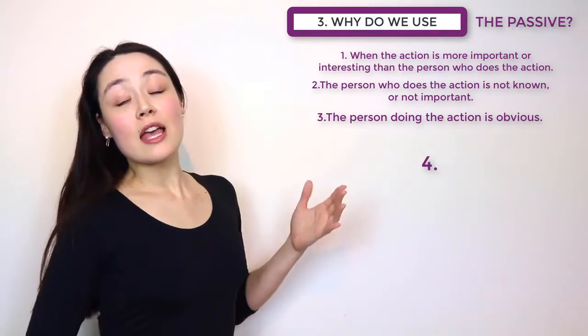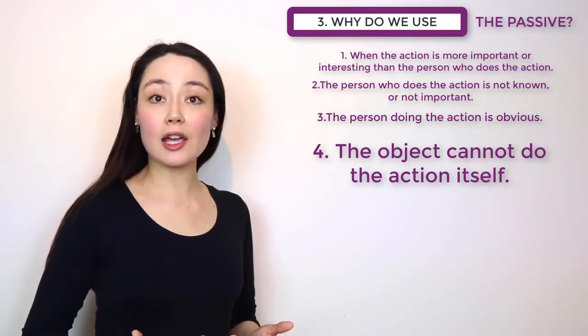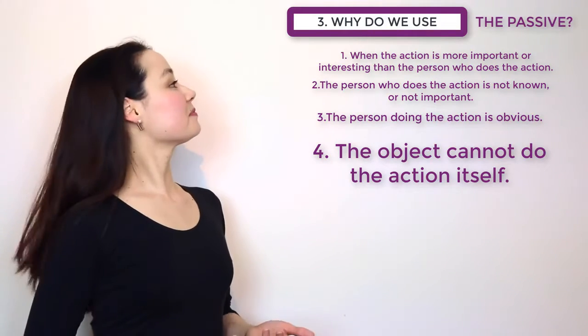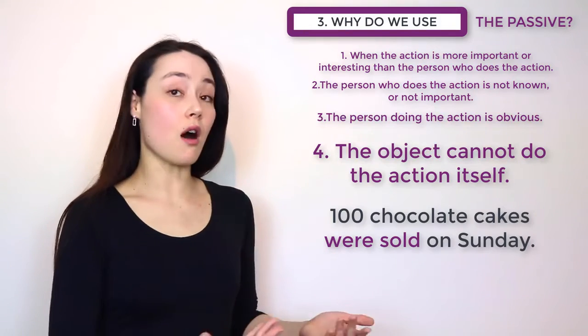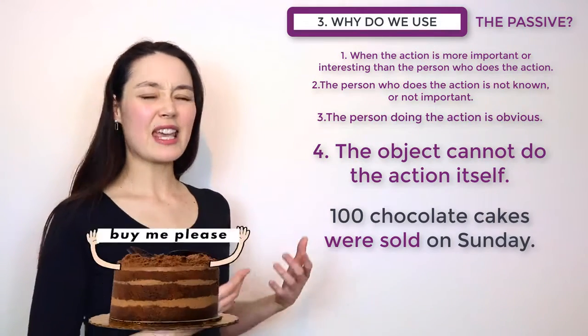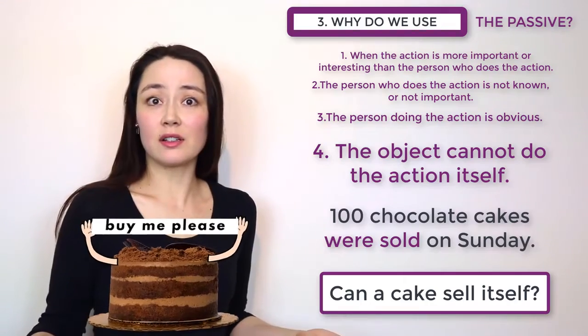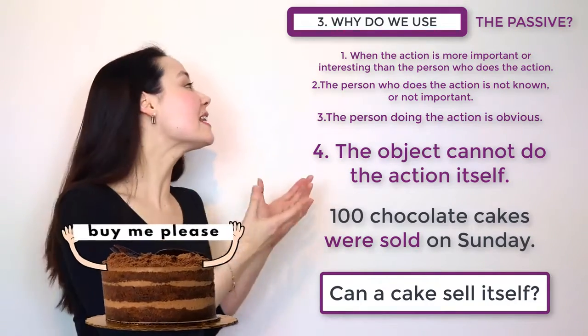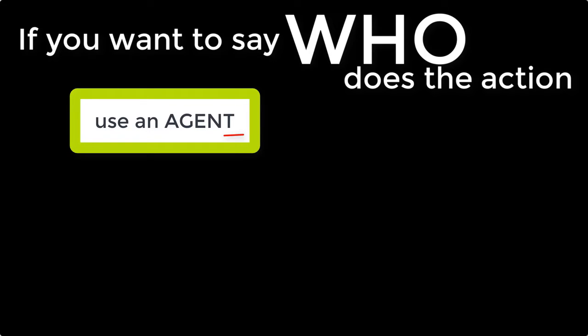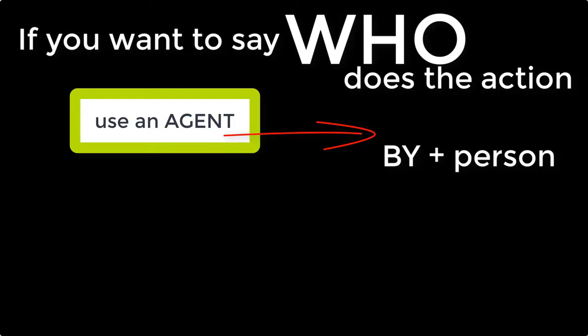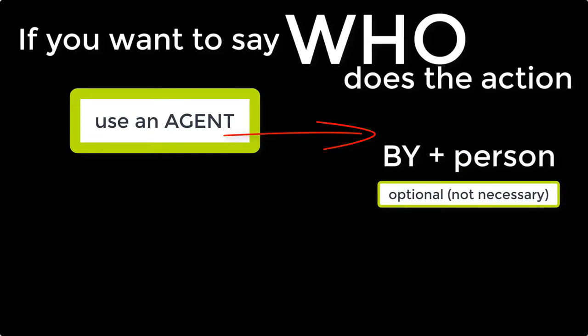Number 4, the object cannot do the action itself. 100 chocolate cakes were sold on Sunday. Can a cake sell itself? Of course not. It needs to be the passive. If you want to say who does the action, you can use an agent. We form the agent using by plus person. The agent is optional.